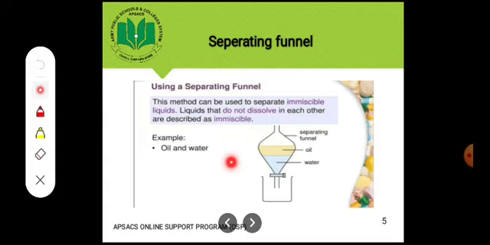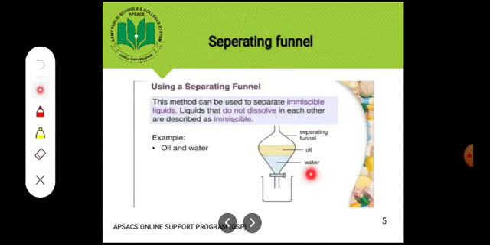This is also a separation technique. In this separation technique, we use a separating funnel. In this separating funnel, we take two immiscible liquids such as water and oil. Immiscible liquids are liquids that do not dissolve in each other. For example, we take a mixture of water and oil in a separating funnel.